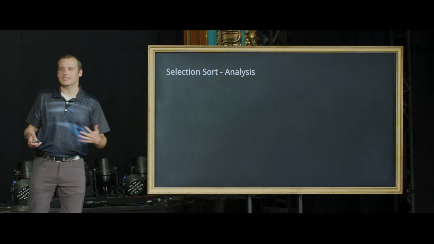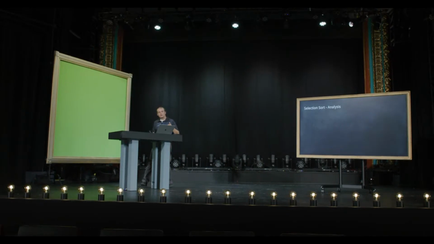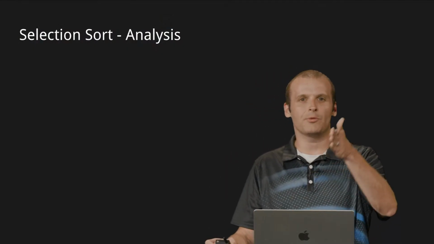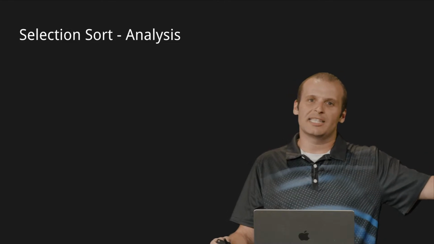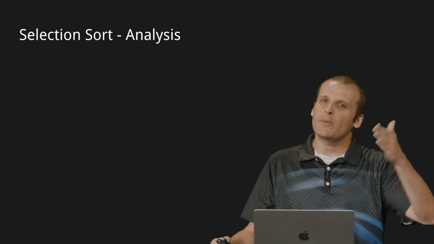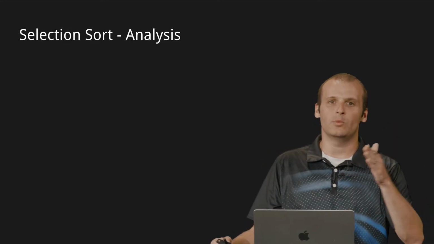How do we analyze this, though? It's not quite as straightforward as linear search, right? In linear search, we went through the list trying to find something, but we only had to go through the list once from beginning to end. Here, we went through the list from beginning to end multiple times. How many times did we do it?